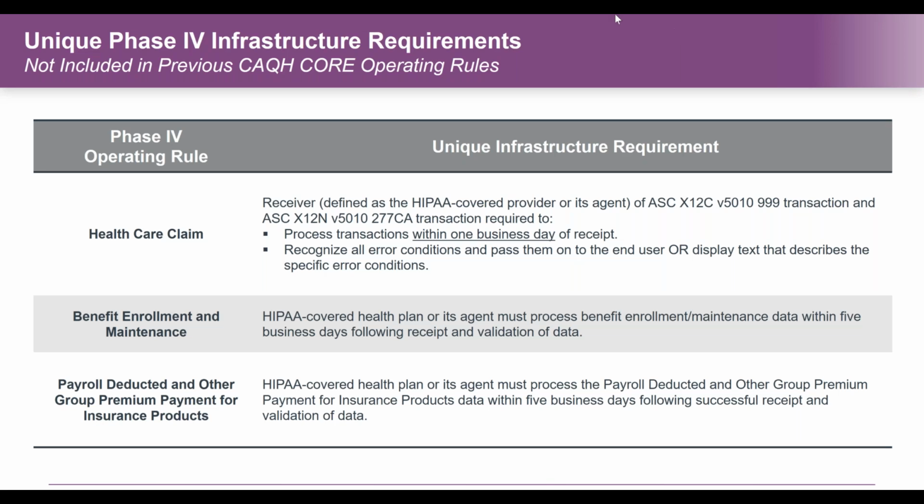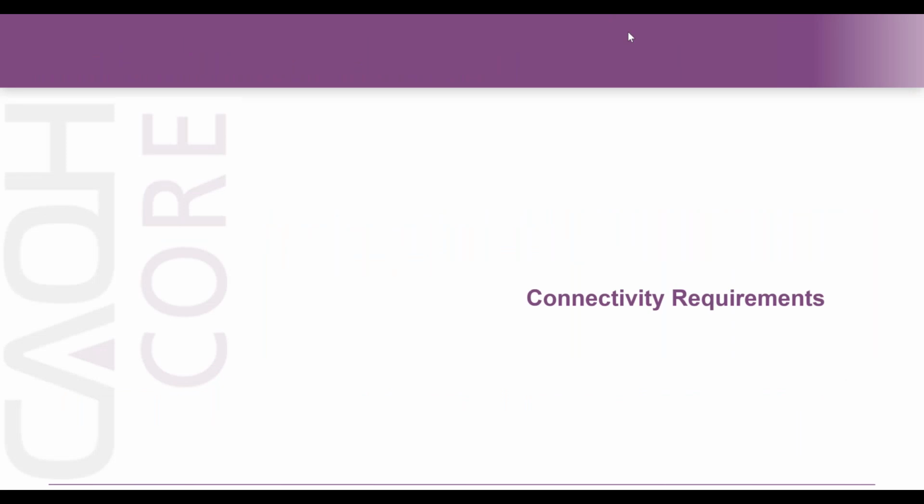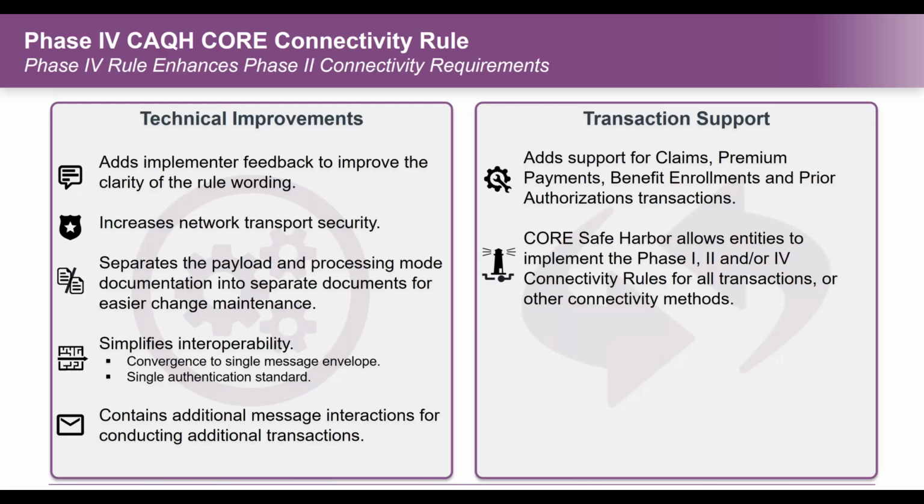With that, we'll move into the more technical part of the presentation where we talk about the connectivity requirements related to Phase 4. And for the connectivity requirements, we have actually made several enhancements to what we had in Phase 2. And some of those technical improvements include adding implementer feedback to improve the clarity of the rule wording. In Phase 2, when it was initially drafted a few years back, we've had much industry implementation of the Phase 2 connectivity and lots of feedback from those implementers.